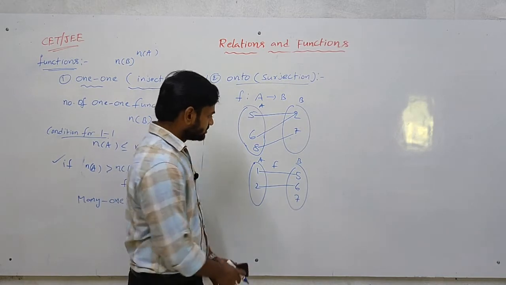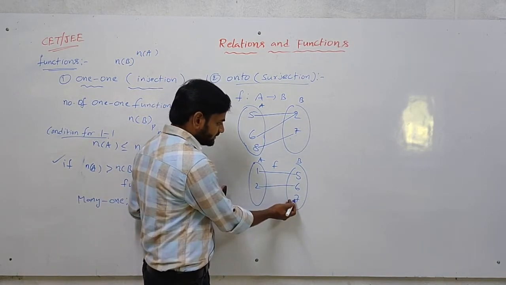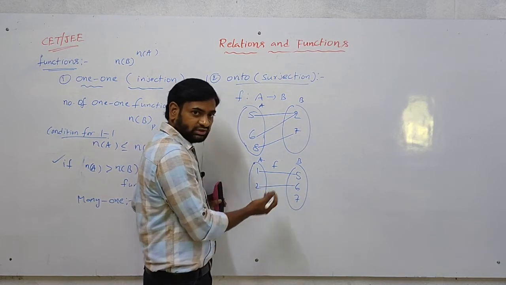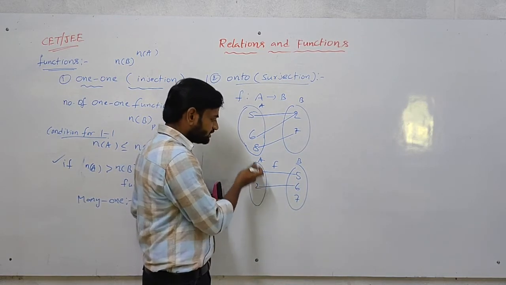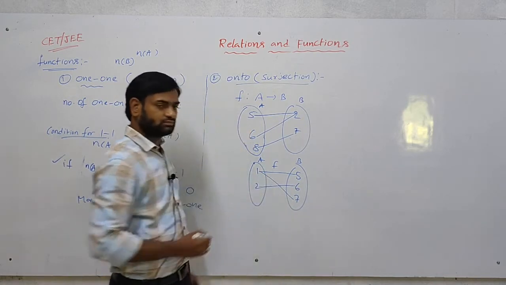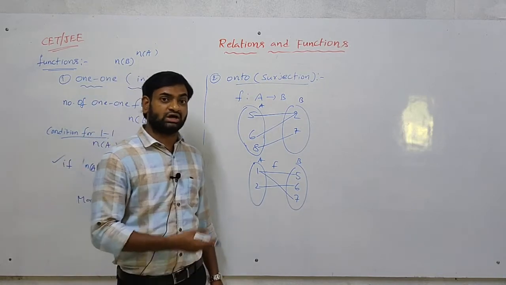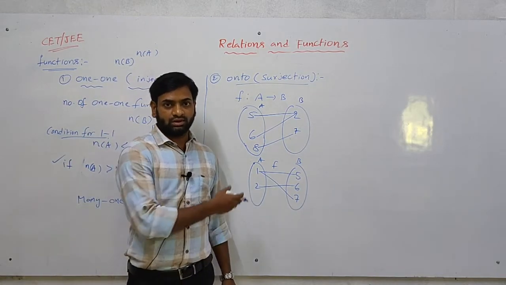Check once. I want to make this onto, which means I want to make a mapping from 7 to at least one element of this one. Suppose I make the mapping here like this, can you say it is onto? No, it is not onto. It is not a function also.